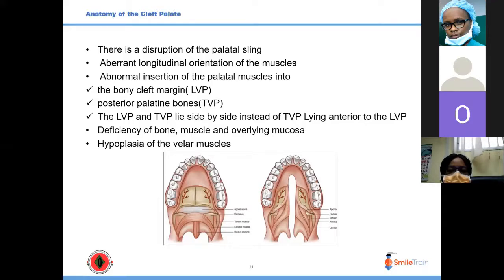The levator veli palatini is attached behind the hard palate, while the tensor veli palatini is attached along the cleft margin, and they now lie side by side. This is important when we are going to reconstruct these muscles in soft palate surgery.